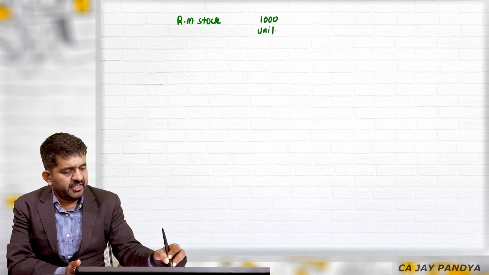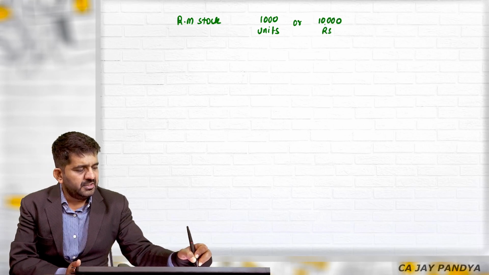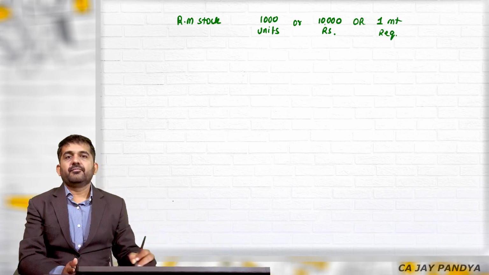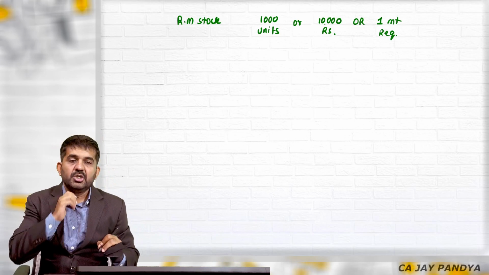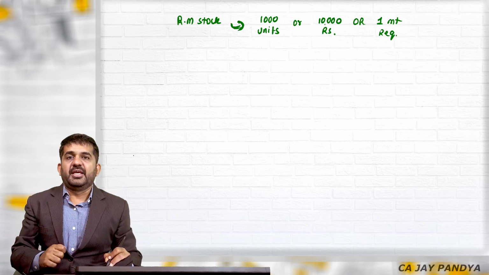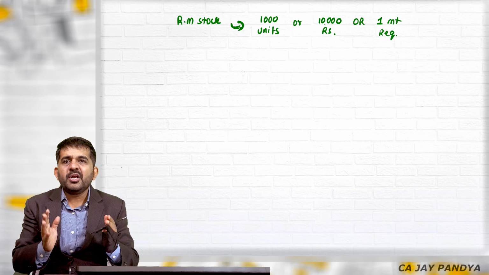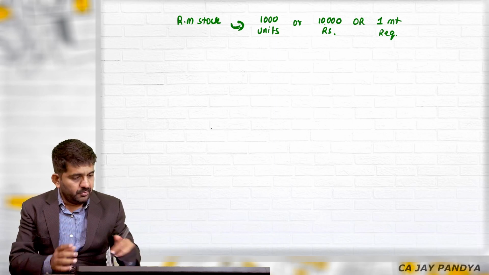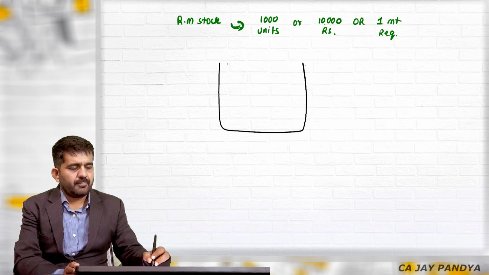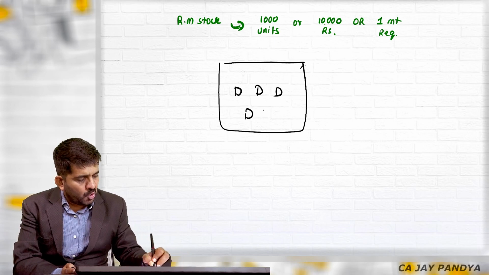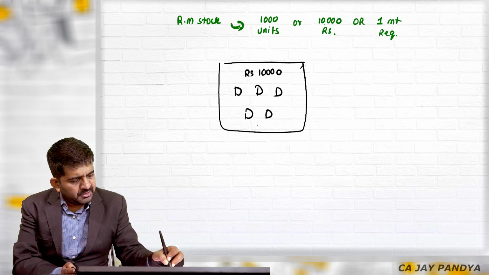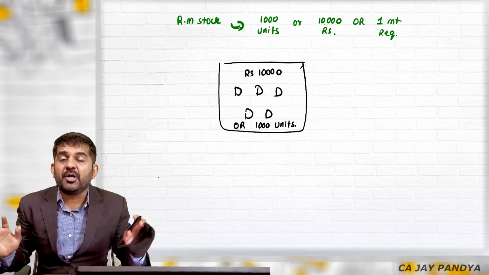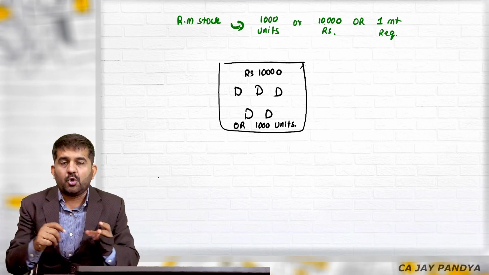It is 1,000 units or 10,000 rupees or 1 month requirement, or for the period of 1 month the raw material is in your stock. These are all different ways of saying what is my raw material stock. And understand, on an average, I want to every time keep a stock of 1,000 units in my godown. So assume this is my godown. I want to keep a stock worth rupees 10,000 or 1,000 units. Every time, at any point of time, I want a stock of average 1,000 units or 10,000 rupees.